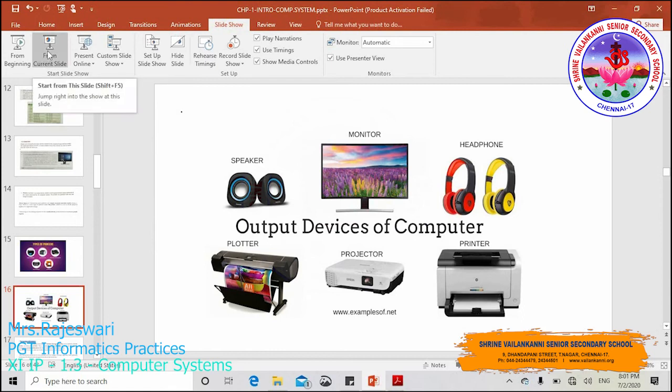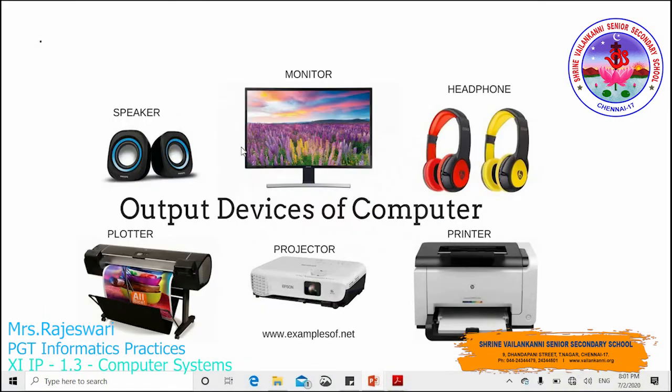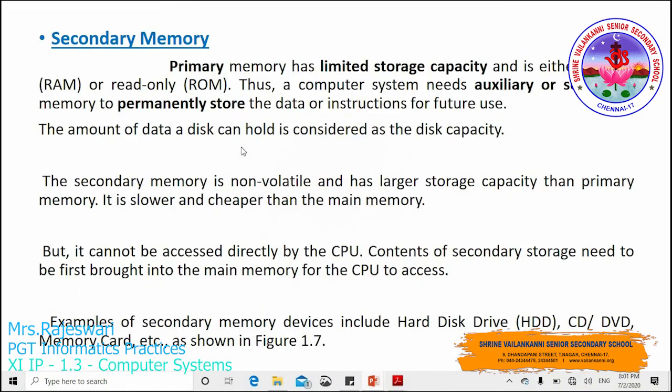Then let us discuss about the secondary memory. So far we have discussed regarding the output devices. As well, we have discussed regarding the primary memory also. In primary memory, we have discussed two different types: one is RAM and the other one is ROM. And the primary memory has a very limited storage capacity. As well, it comes in either a volatile or a non-volatile form.